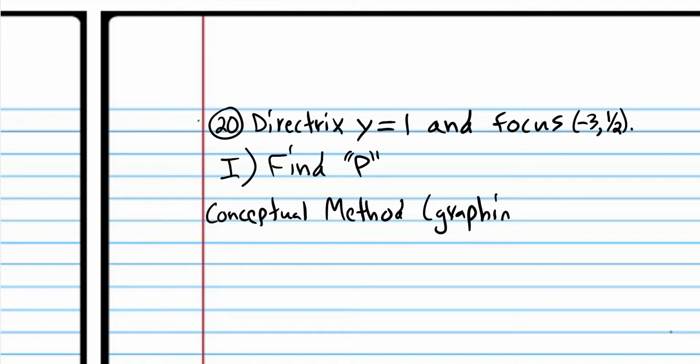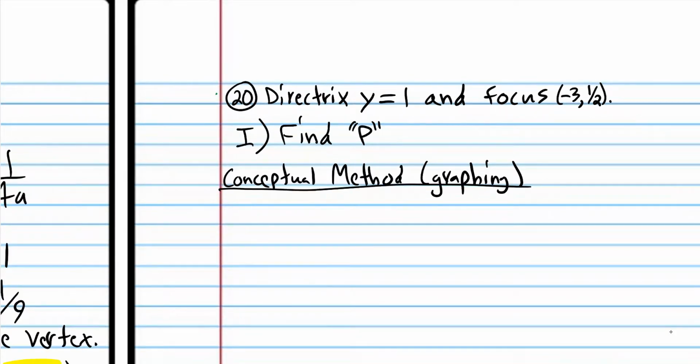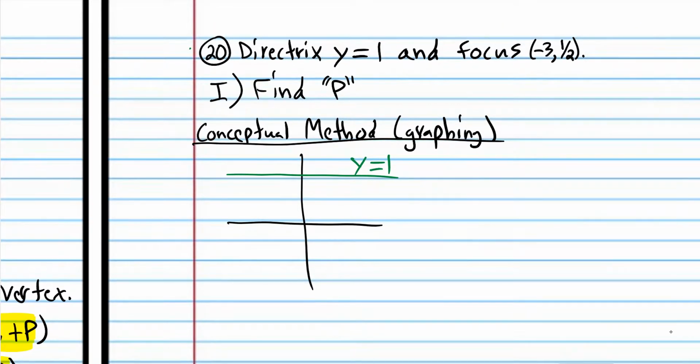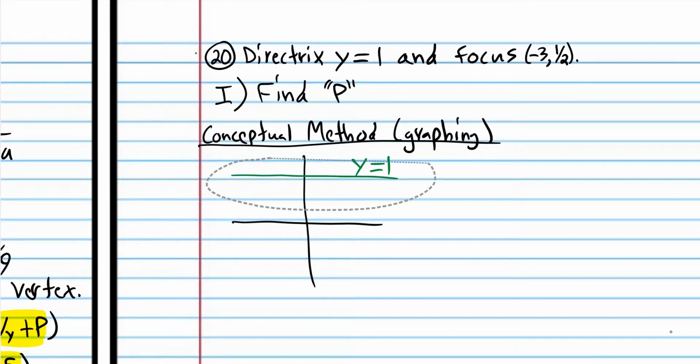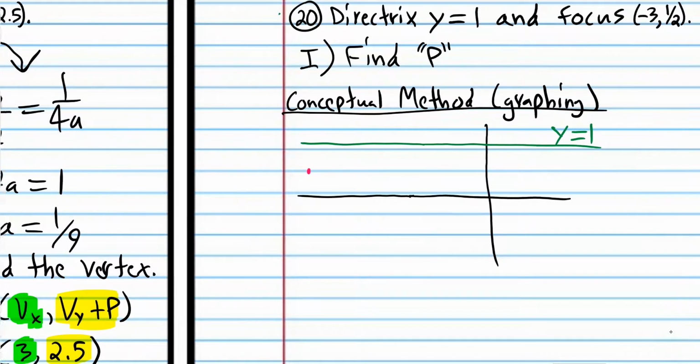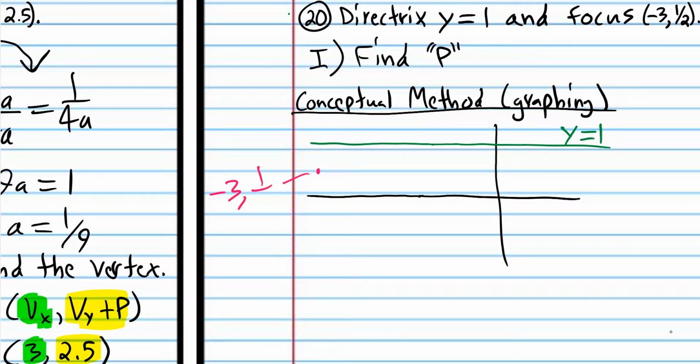Again, the conceptual method is just picturing the graph in your head. So we have a directrix at y equals 1. I'm going to put y equals 1 all the way up here. And we have the focus, which is (-3, 1/2). Actually I can't put 1 up there, I guess. Let me move this over. So if that's y equals 1, then the focus would be somewhere around here. It's not exact, but you get the point. So the focus is (-3, 1/2).